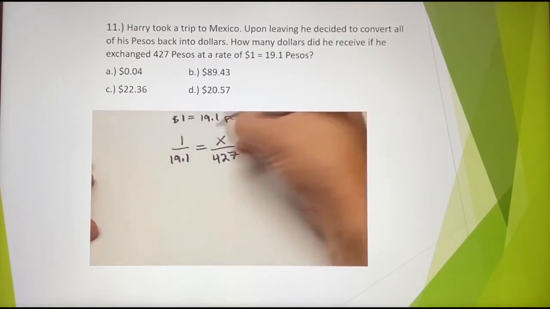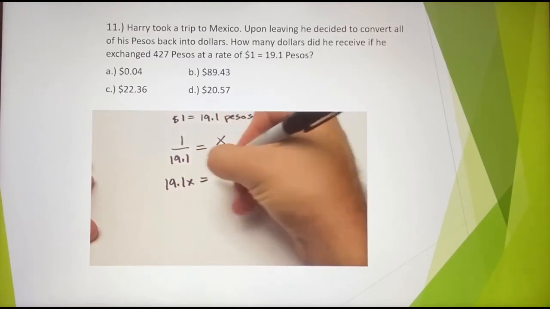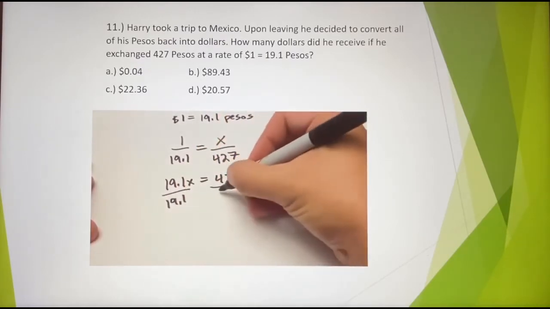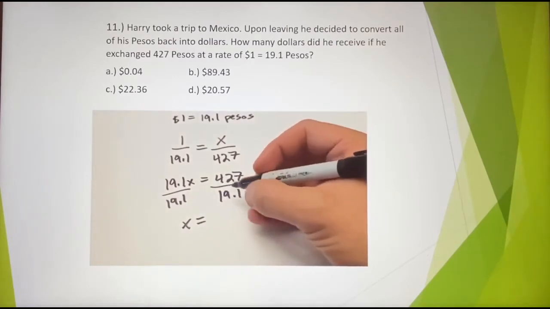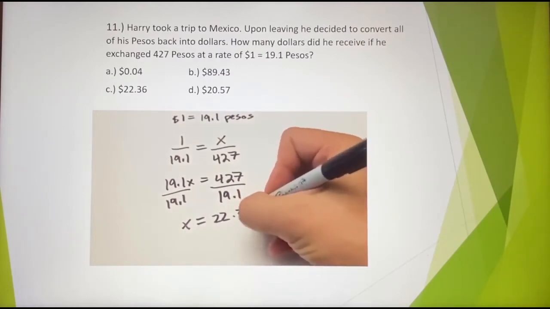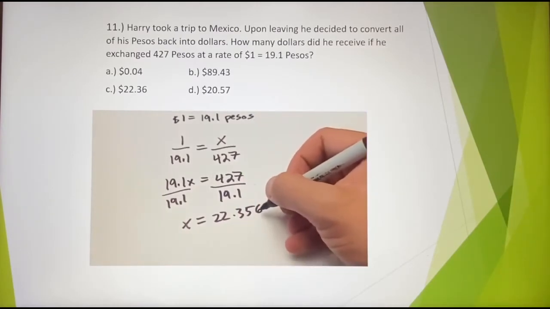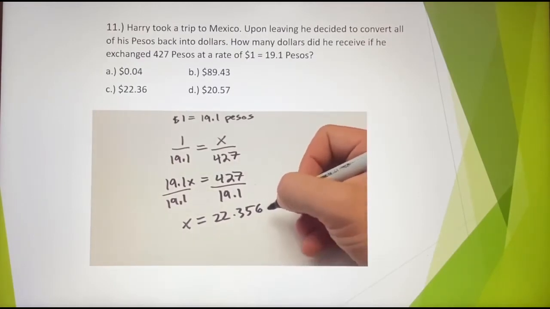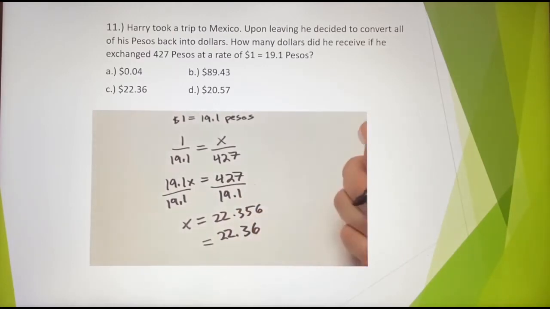So to solve proportions, we just cross multiply and then we'll divide. So we have 19.1x equals 427, and then we divide by 19.1. So x here is going to be 22.356 something. I went out to a third decimal place because we're going to round it to 2 since we're working with money. Since the 6 is more than 5, this gets rounded up to 22.36.